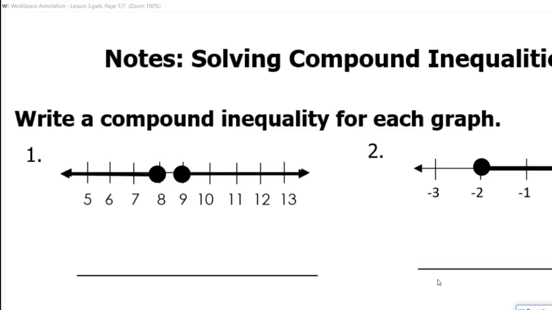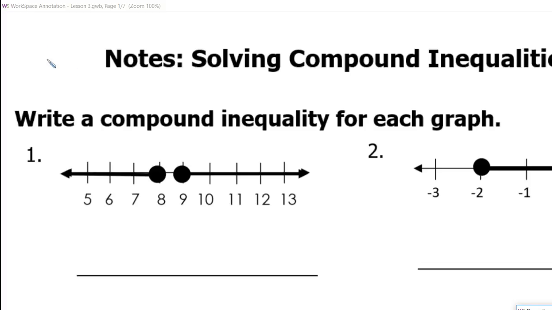Today we're dealing with compound inequalities. We'll have two inequalities in each of our answers today. For the first section, the instructions say to write a compound inequality for each graph. Now, when we're talking about a compound inequality, there are two types. We have either an OR inequality or an AND inequality.